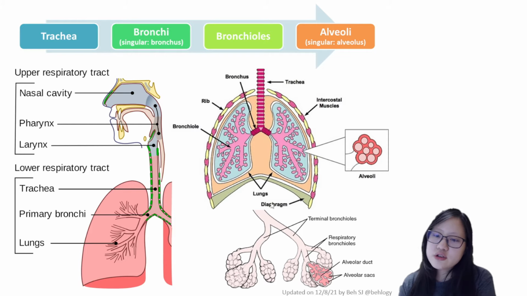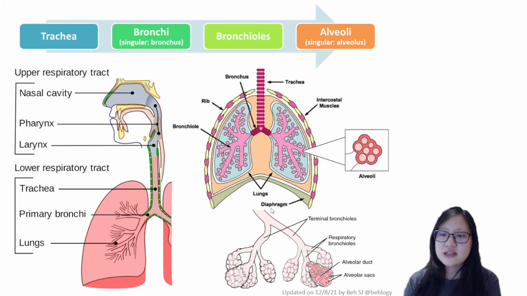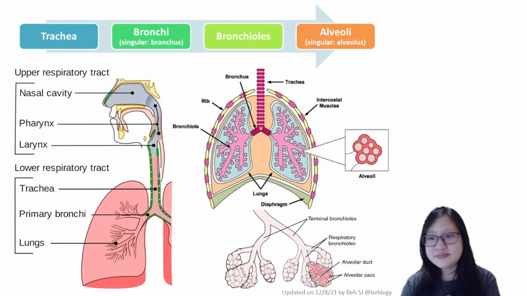I also would like to draw your attention now to the structures surrounding the lungs. As you know, our lungs are protected by our rib cage. So the ribs are shown here, and between those ribs there are intercostal muscles. And right below our lungs there is a diaphragm that will move up and down as you inhale and exhale. So these are the general structures of the lungs and the airway.